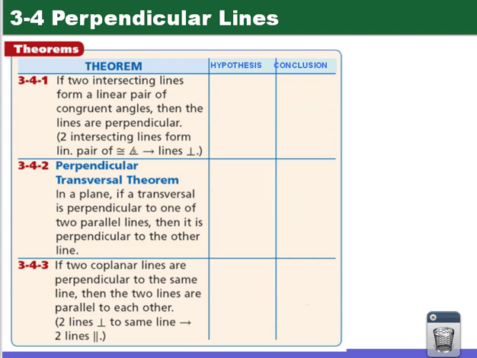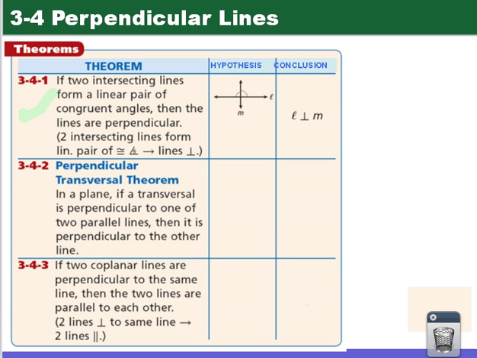Okay. We're going to cover three theorems today. The first is if two intersecting lines form a linear pair of congruent angles, then the lines are perpendicular. So the hypothesis, we have to have two intersecting lines. Here we have lines L and M intersecting. They form a linear pair of congruent angles by the congruent marks there. Now our conclusion is lines L and M are perpendicular.